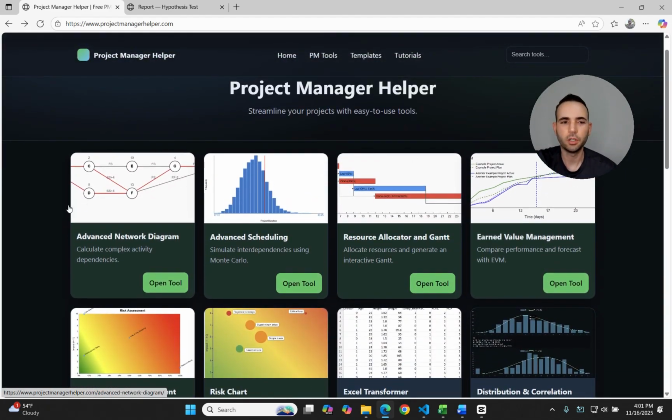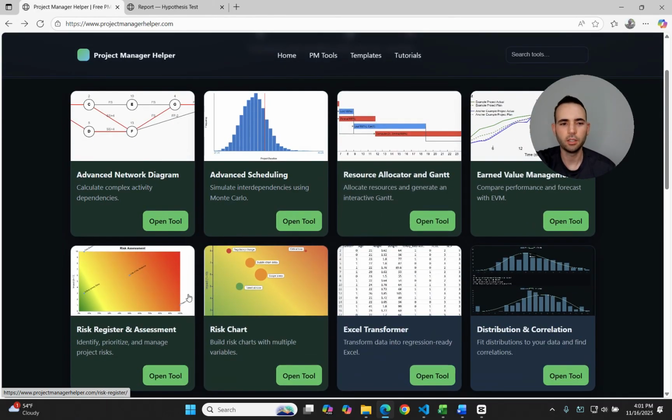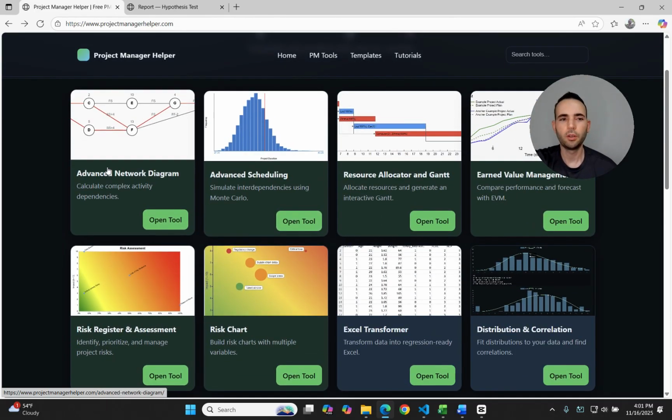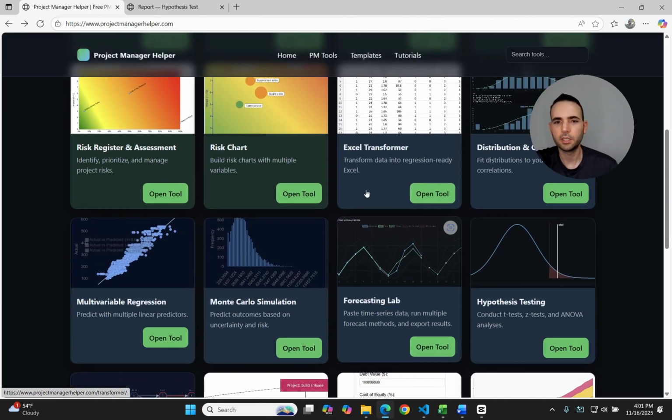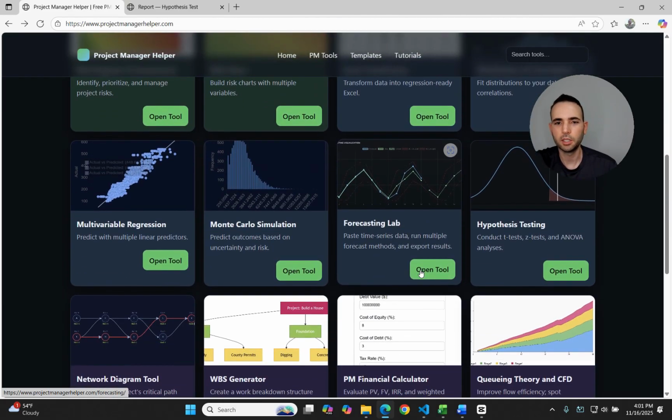Quick tip here. So the color coding in these cards means that they are linked together. So for the network advanced diagram, you can copy inputs from here into any of these for additional insights. Same, all the statistics are the same color. You can just paste data from Excel into all of these.